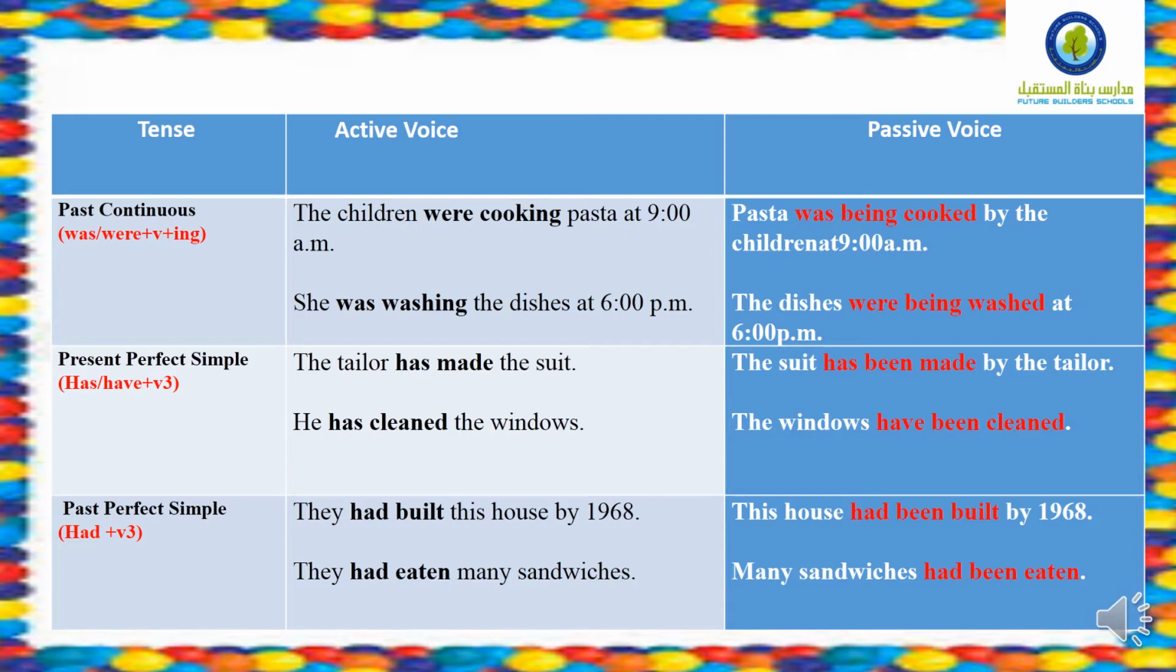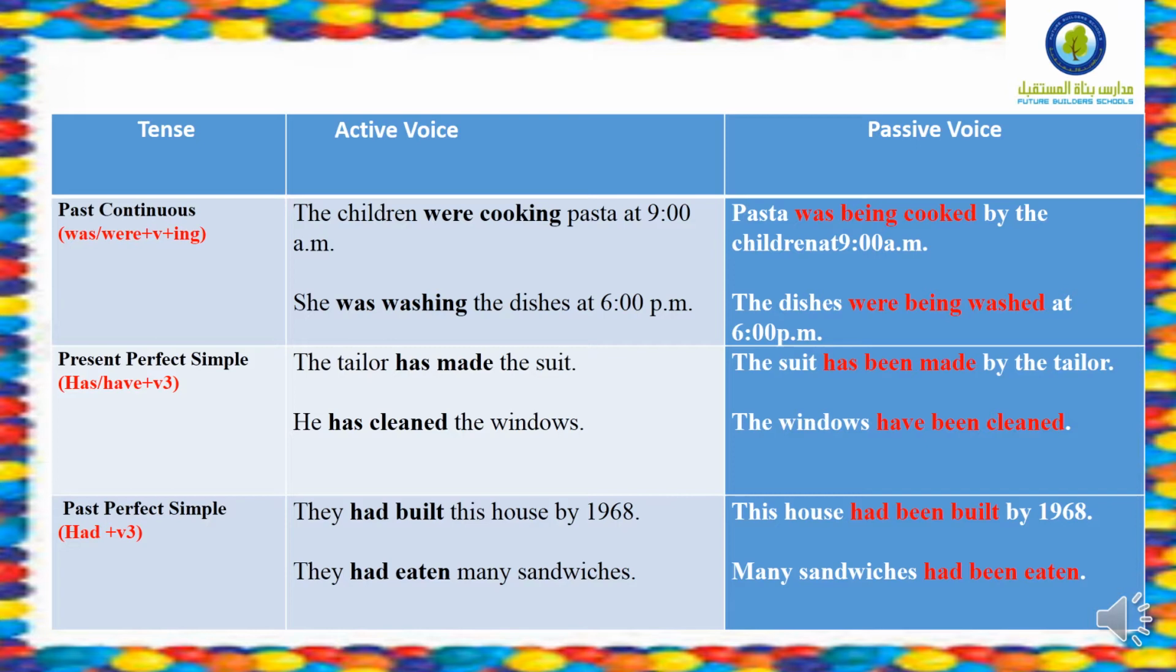Now, we have another sentence. She was washing the dishes at 6 p.m. Now, she, the subject, was washing, it's the verb. The dishes is the object. Now, we will change them into passive voice. The first step for the first sentence, the children were cooking pasta at 9 a.m.: you bring the O or the object. What is the object? Pasta. Then you change the verb. Now you look at the verb.